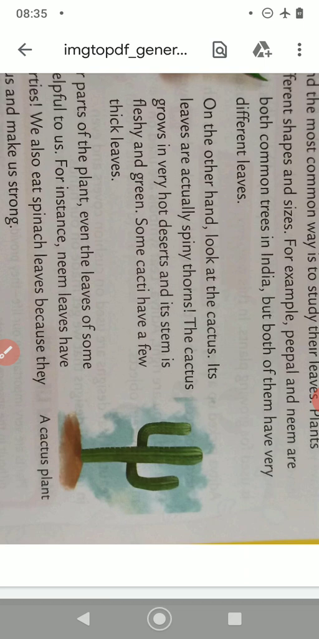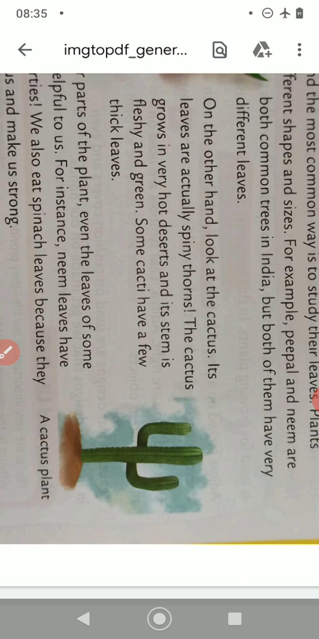But if the leaves keep throwing away the water, the whole water will get over, no? Hence plants, they just switched the leaves from broader leaves to thinner spines. Okay. Now moving ahead.